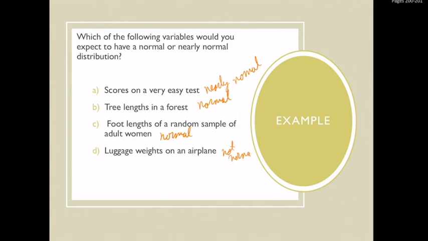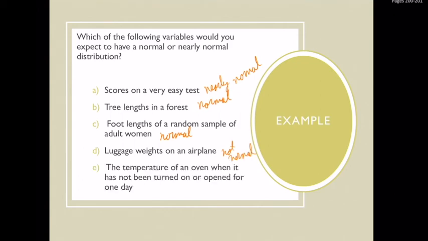And the temperature of an oven when it has not been turned on or opened for 1 day. I suspect that that would be pretty normal, right? It's going to stay pretty close to the mean. It might be a little cooler in the morning, a little warmer in the afternoon. So this would be normal.